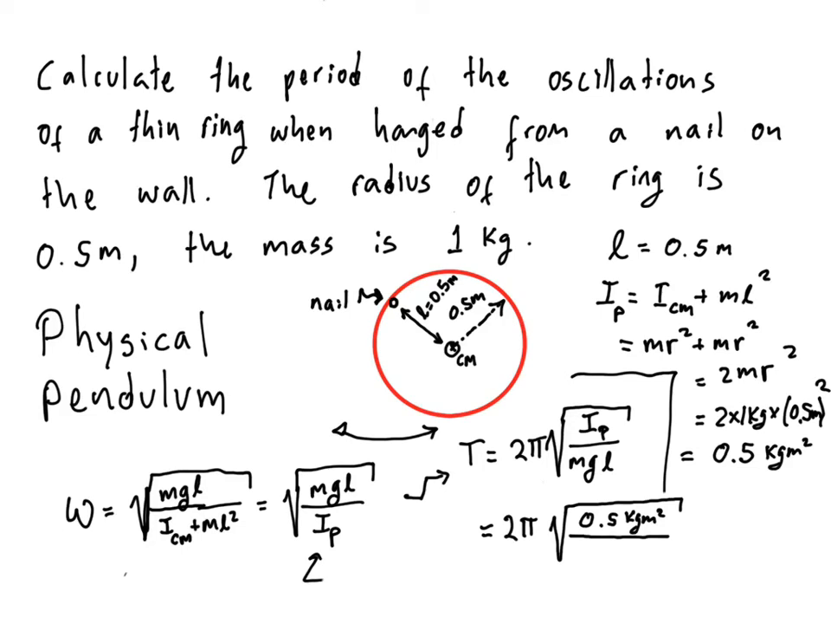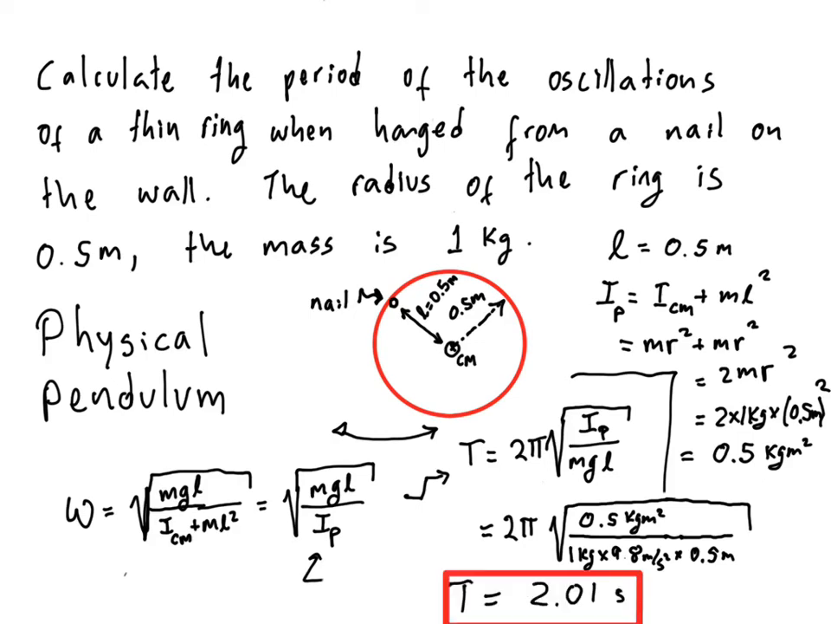So we have everything that we need to put in the equation for the period. 2 pi times the square root of the moment of inertia, 0.5, divided by the mass, 1 kilogram, g, 9.8, and l, the radius, 0.5 meters. Plug in the numbers and you get that the period is 2.01 seconds.